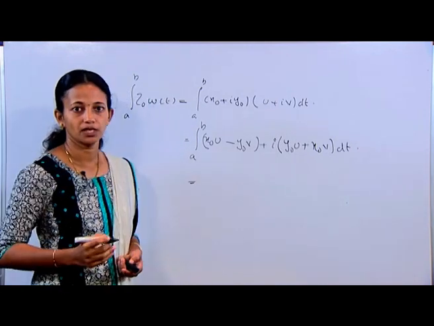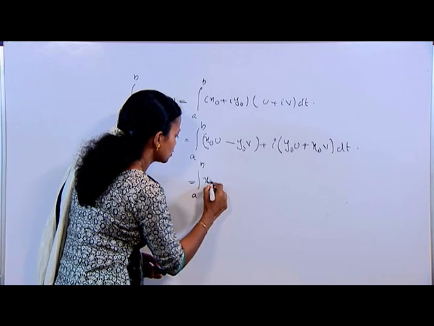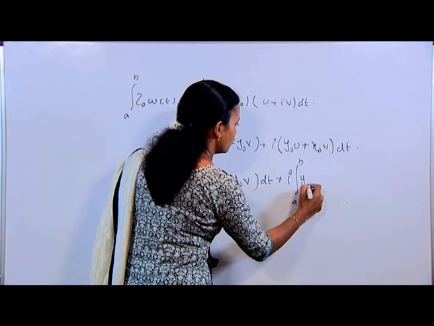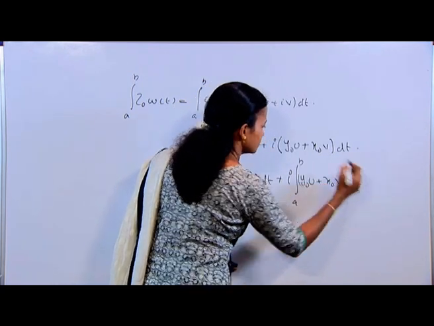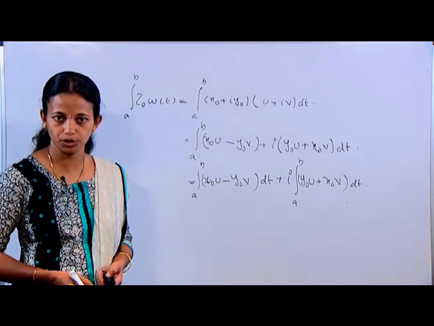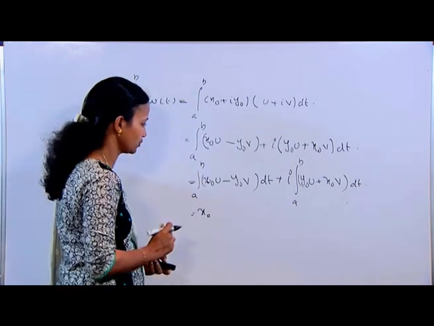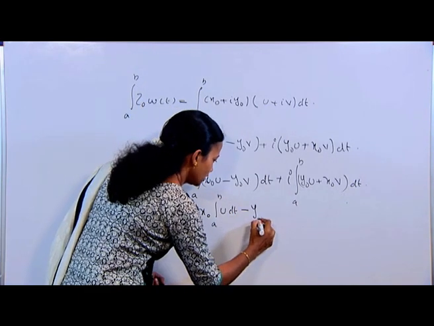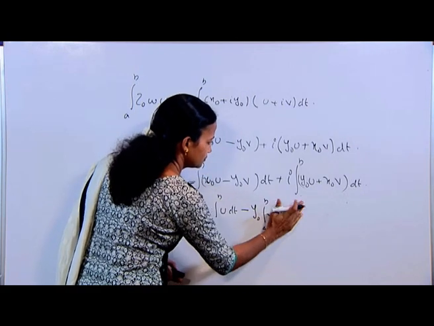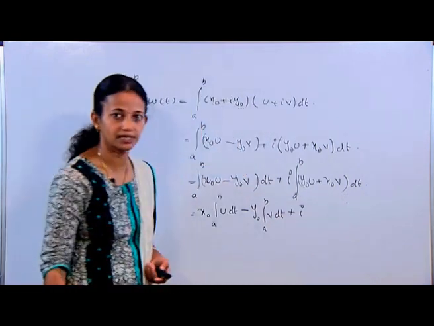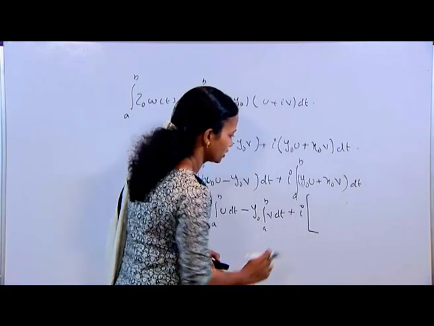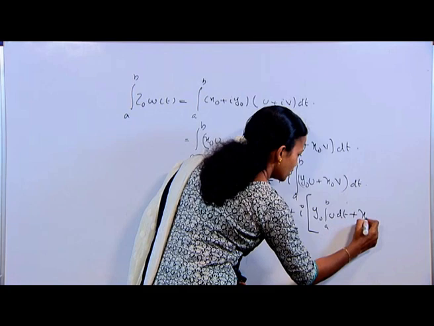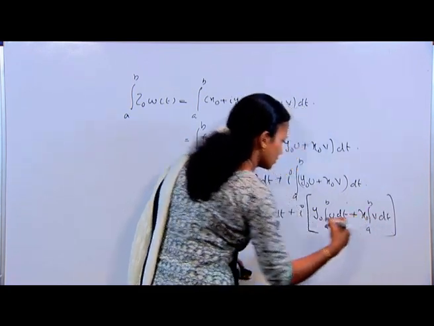This is equal to, now I am going to split, that is integral a to b x naught u minus y naught v dt plus i into integral a to b y naught u plus x naught v dt, by the definition of integration given by equation number 2, which is equal to x naught into integral a to b u dt minus y naught into integral a to b v dt, plus i into, now you put a bracket here, i into y naught into integral a to b u dt plus x naught into integral a to b v dt, close the bracket.